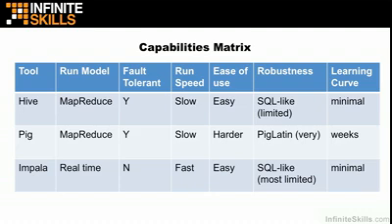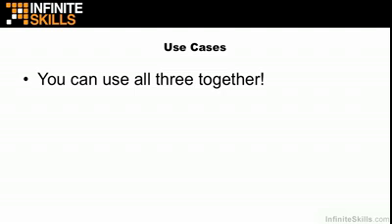Pig is probably a bit harder to use and has a slightly longer learning curve. And Impala, again, being a subset of HiveQL, is the most limited, but is probably very, very easy to use and has a very minimal learning curve. You can use all of these three technologies together. Many developers will use Hive and Pig alternately back and forth, depending on the type of query they're running and what they need to do in that query.